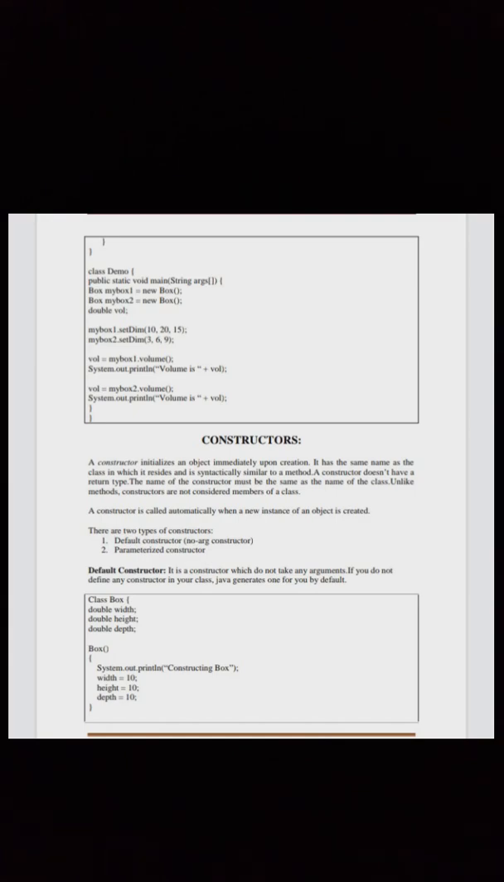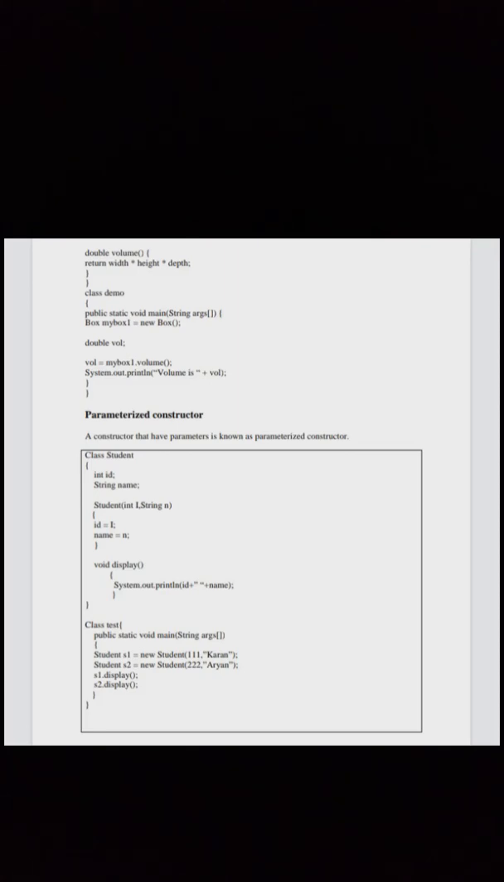There are two types of constructors: default constructor and parameterized constructor. Default constructor means no argument constructor. It is a constructor which does not take any arguments. If you do not define any constructor in your class, Java generates one for you by default. See the code here. See the continuation of the code.